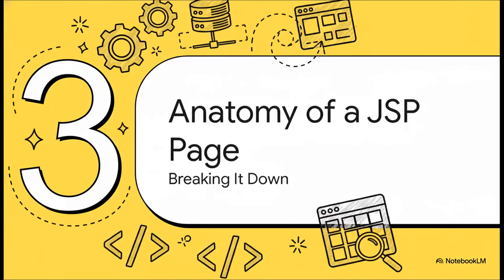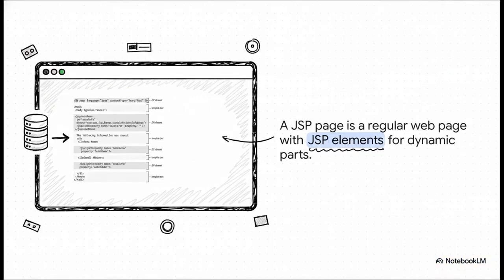Okay, so what does one of these pages actually look like under the hood? Let's break down the basic anatomy. At first glance, a JSP page looks almost exactly like a standard HTML page, and you'd be mostly right. The static part of the page, the skeleton that doesn't change, is called template text. It's that familiar foundation that any web designer can work with.